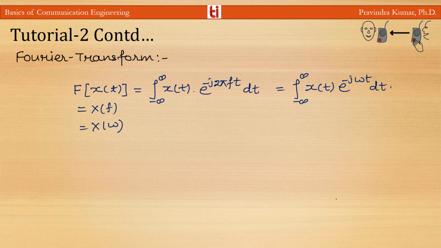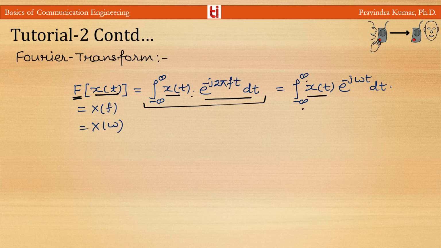You know, the Fourier transform is used to analyze non-periodic signals. It represents the non-periodic signal in the frequency domain. So if x(t) is a non-periodic signal, the Fourier transform of this signal x(t) will be the integration from minus infinity to infinity of x(t) e^(-j2πft) dt. This is the formula for the Fourier transform of x(t), or we can write it as the integration from minus infinity to infinity of x(t) e^(-jωt) dt, and this can be represented as X(f) or X(ω).